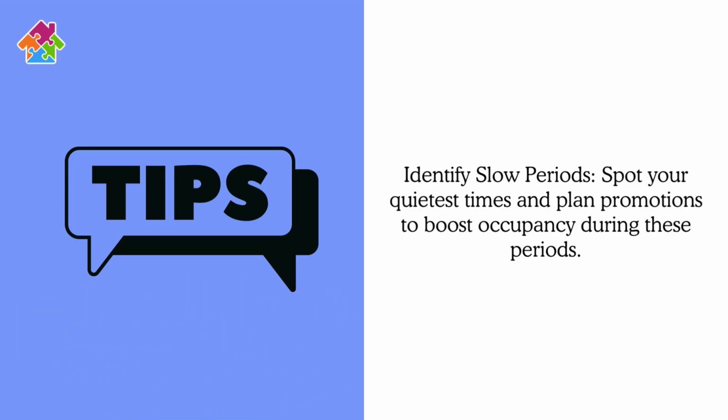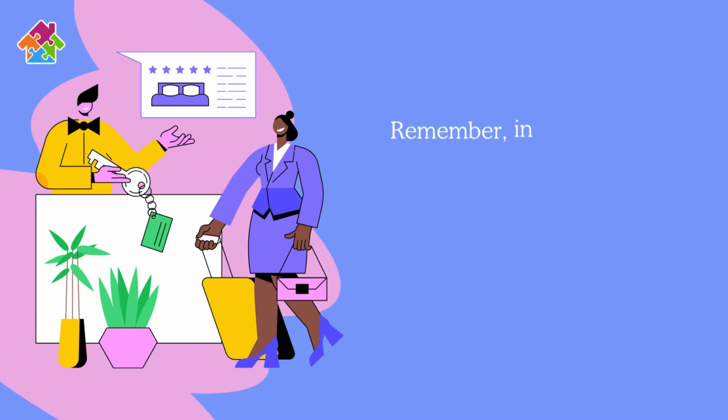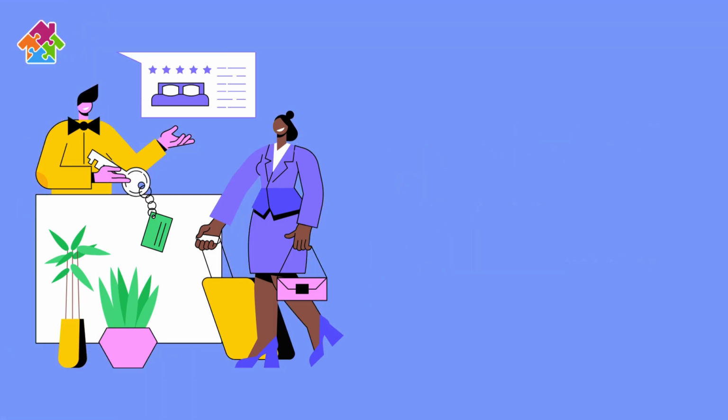For example, if you notice your January bookings are always low, you might create a winter warmth package to attract more guests. Remember, in the hospitality business, timing is everything. By mastering date ranges in Google Analytics, you're not just looking at numbers, you're gaining valuable insights into your business.